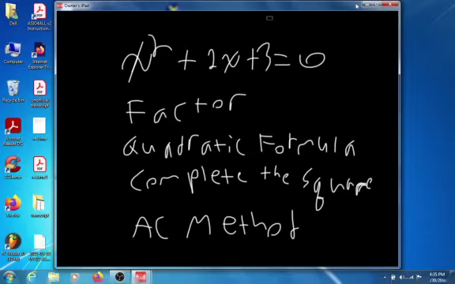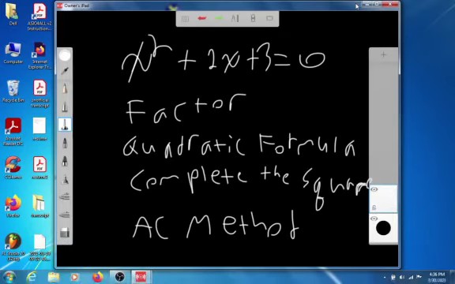Now, there are more methods that you can use to solve quadratic equations, but these are the most common ones. These are the only ones that I know and the only ones I use. So, basically, let's start off with factoring. Well, first off, let's talk about what a quadratic equation is.